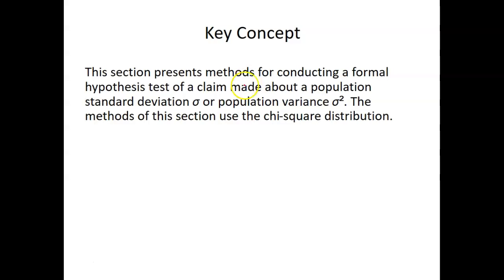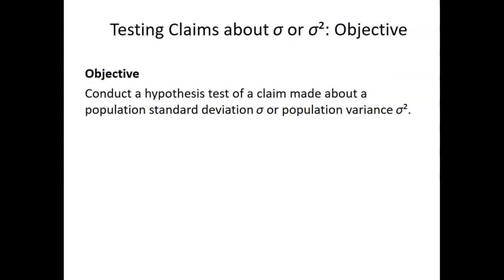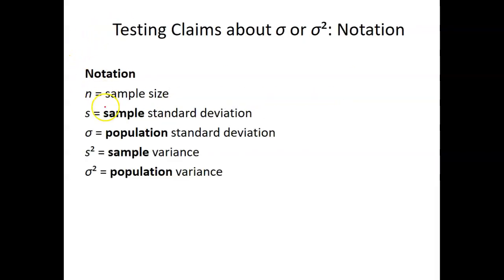Okay, so this one we're going to be looking at methods for conducting a formal hypothesis test of a claim that's made about either the standard deviation or the variance. And this is actually going to use the chi-square distribution, just like our confidence intervals did when the confidence interval was used to estimate a standard deviation or population variance. Okay. All right, so just make sure that you're familiar with these, which by this point in the course you definitely should be. n is your sample size, s is the sample standard deviation, sigma is the population standard deviation, s squared is the sample variance, and sigma squared is the population variance.